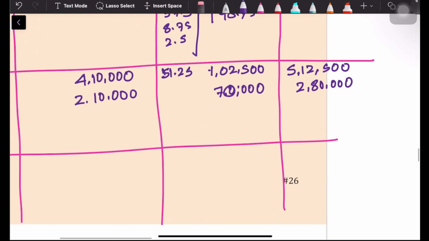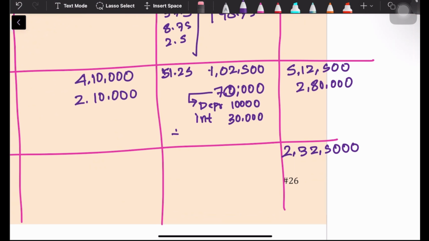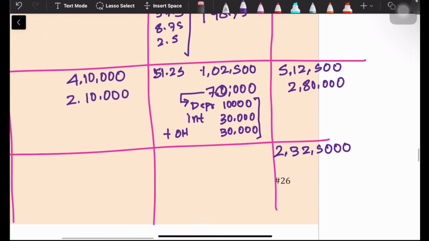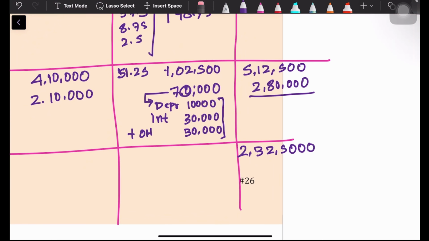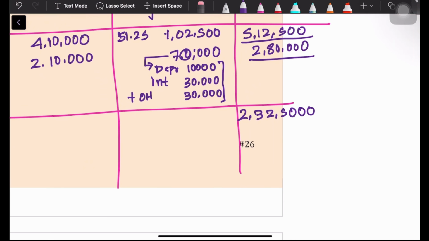So my total profit is 2,32,500. So this additional fixed cost is on account of, one is depreciation 10,000, second is interest 30,000, then additional overheads which is 30,000. Okay, this is the breakup of the 70,000. When you take this, the total fixed cost is 2.8 lakh, total contribution is 5.12 lakh, then you get a profit of 2,32,500.